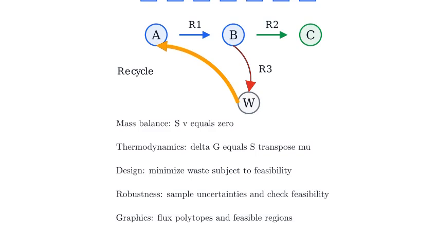To summarize, we combine mass balance with thermodynamic potentials to ensure only energy-dissipating fluxes. We then optimize to minimize waste, often by elevating recycle pathways and coupling with exergonic reactions like hydrogen to water formation. Uncertainty analysis checks robustness of the design across plausible data variation. Graphical tools make feasibility and trade-offs crystal clear.